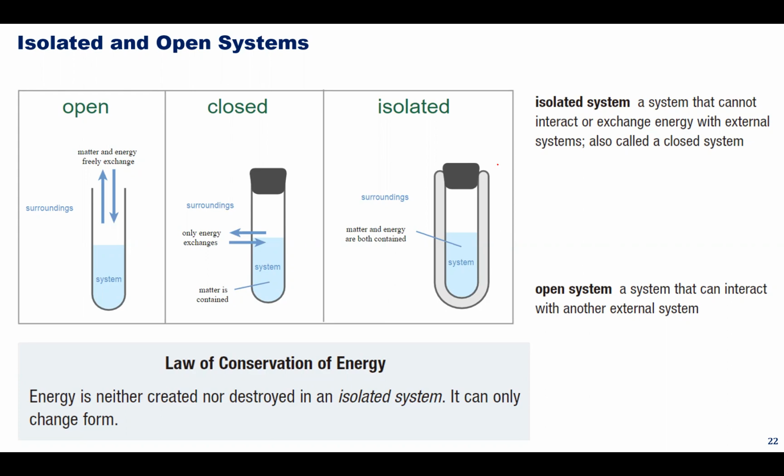Physicists sometimes refer to an isolated system as a closed system to contrast it with an open system. But be careful with the differences between the three terms: open system, closed system, and isolated system, which are illustrated in this figure here. Many systems analyzed in this lesson can be modeled as an isolated system.